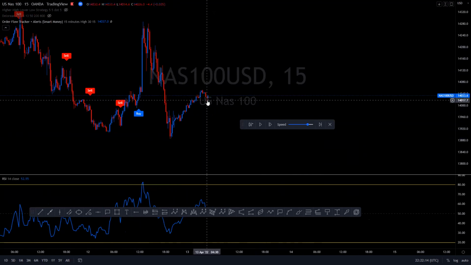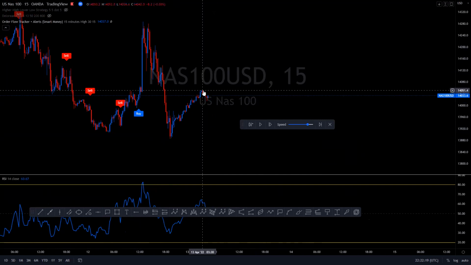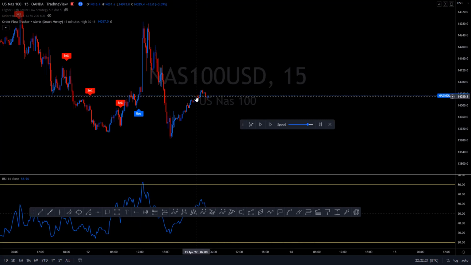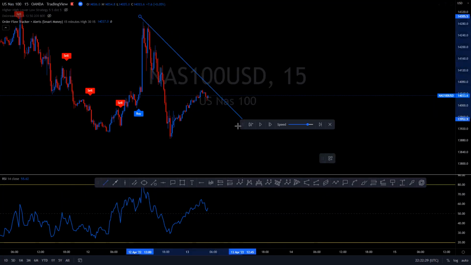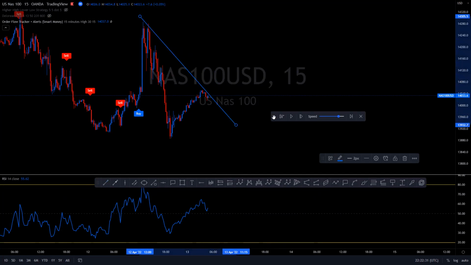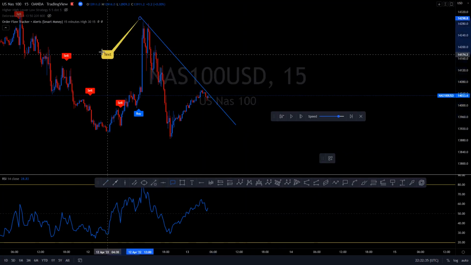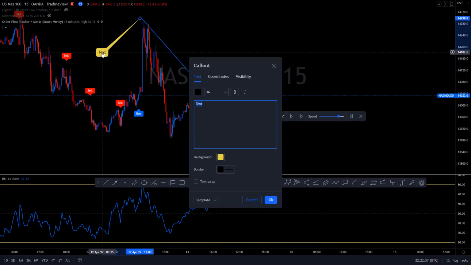And now it looks like we see a lower low here. This is probably the highest high that broke past the previous high. So it's probably safe to say that price is overall bearish at this point. You could draw a trend line here, and then you could draw a note here.